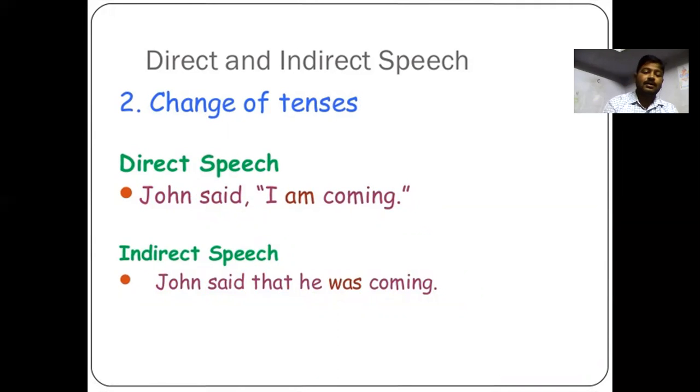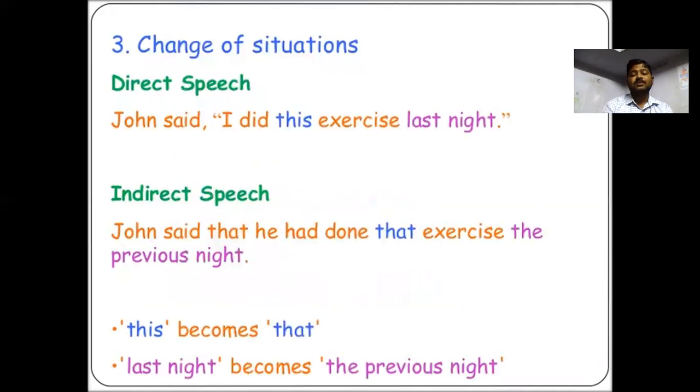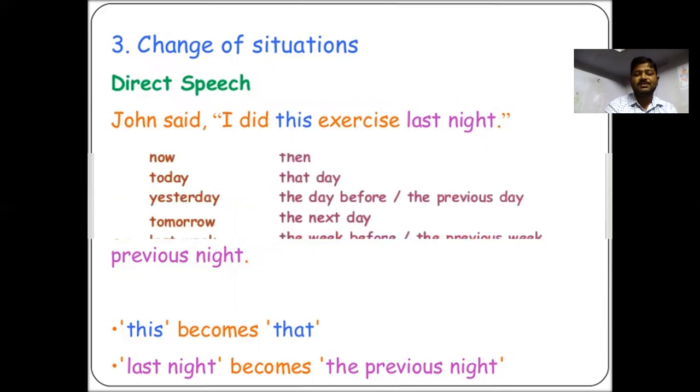Second, the change of tense in direct speech. John said, "I am coming." Look at the sentence: John said that he was coming. Another example: John said, "I did this exercise last night." In the indirect speech, we can observe the changes according to the color. John said that he had done that exercise the previous night. This becomes that, and last night becomes the previous night.